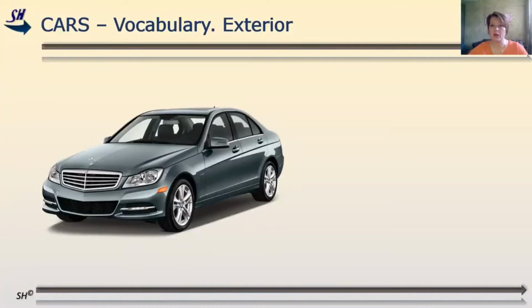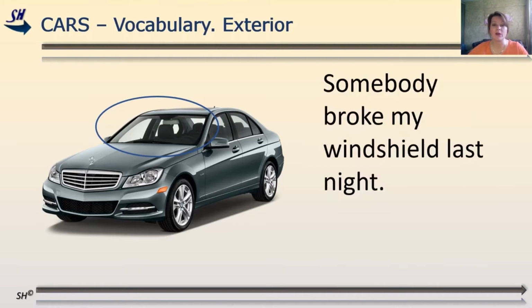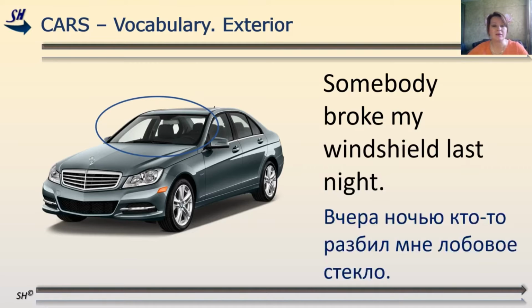If we continue looking at a car, this window or this glass that you look through as a driver when you drive, and that protects you from rain, hail, snow, or wind, is called a windshield. Sometimes it is called a windscreen. So this glass is called a windshield. You can say, somebody broke my windshield last night.